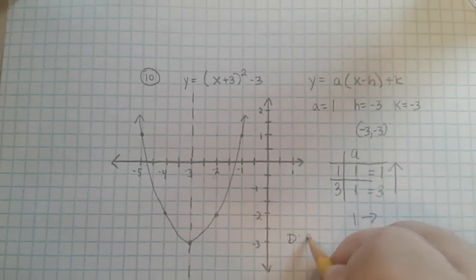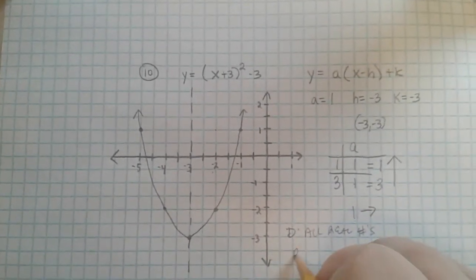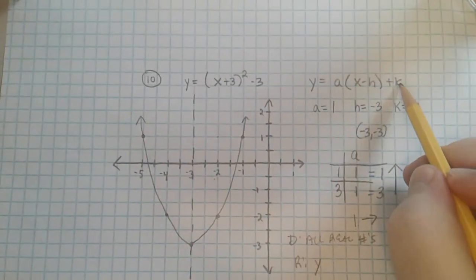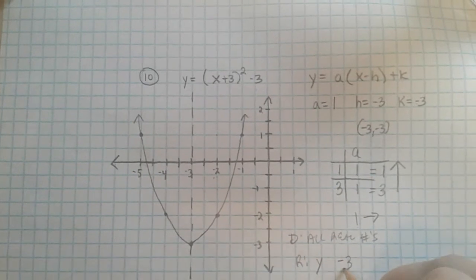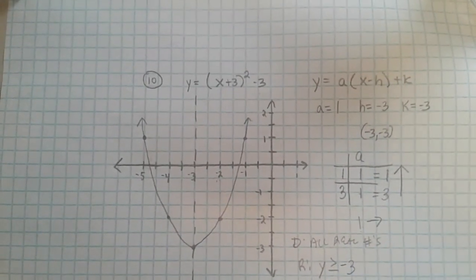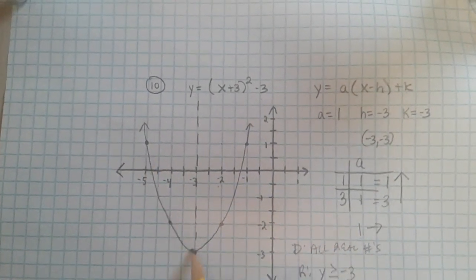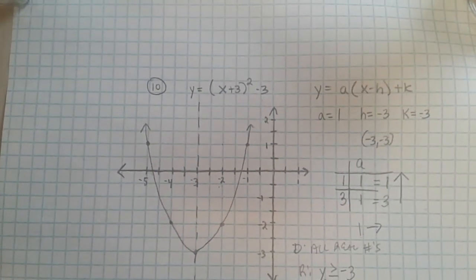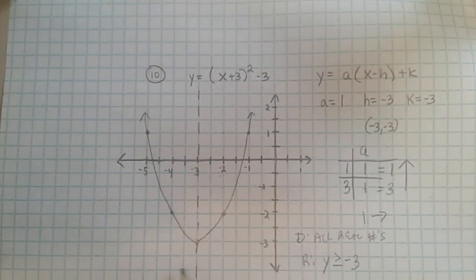Domain is always going to be all real numbers. The range, once again, always deals with that k value, the y-coordinate of the vertex. That's a negative 3. This graph opens up, so we say y is greater than or equal to negative 3. The y-coordinate of every point everywhere on the curve is greater than or equal to negative 3. There'll never be any points down here.